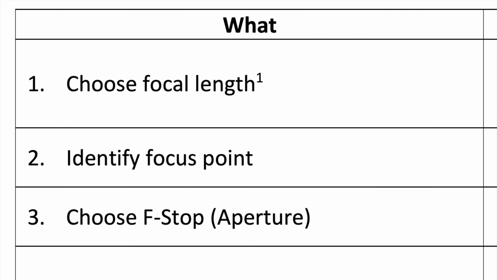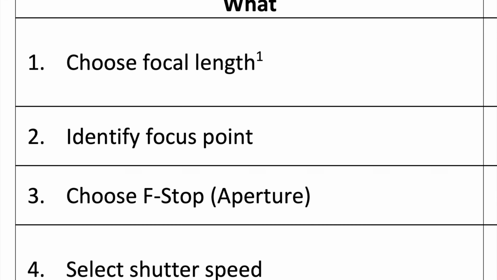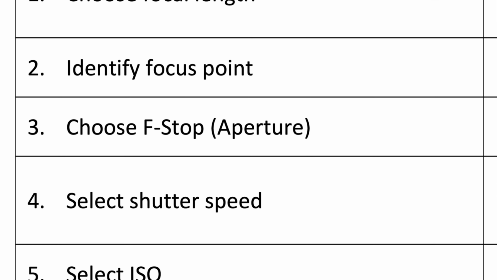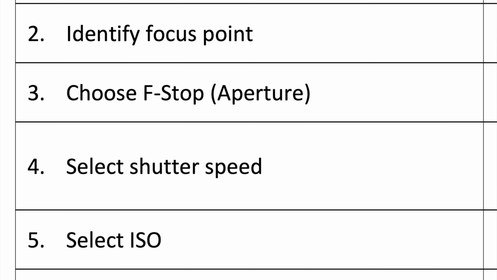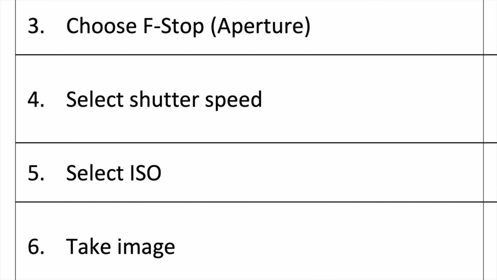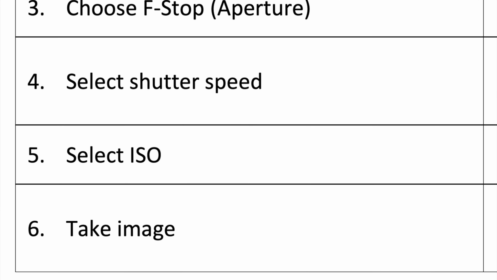Let's take a look at the steps. Step 1, choose your focal length. Step 2, identify your focus point. Step 3, choose your f-stop. Step 4, select shutter speed. Step 5, select ISO. And finally, step 6, take the image.